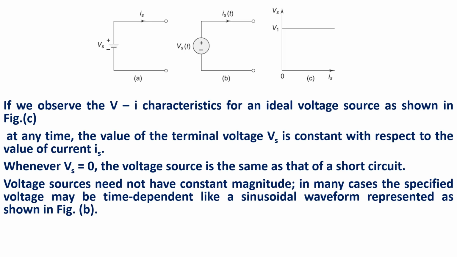For any time, the value of the terminal voltage Vs is constant with respect to the value of current Is. Whenever Vs is 0, the voltage source is the same as a short circuit. A voltage source need not have a constant magnitude. In many cases, the supplied voltage may be time dependent, like a sinusoidal wave represented as shown in figure B.